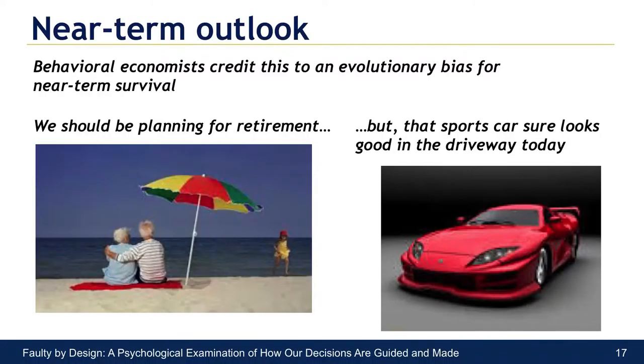Okay, so we're gonna move to our third major behavior that we need to address. We've dealt with load, we've dealt with anxiety. So again, behavioral economists talk about, part of the problem that we see, particularly in long-term decision-making and planning, is that we really have evolved for kind of a near-term focus. So where we should be planning for retirement, that sports car sure looks good in the driveway today. And I think we see this. I think we have to acknowledge the fact, particularly when we go back to looking at that retirement savings, that some people, sadly, are just not in a position to be saving the way they should.